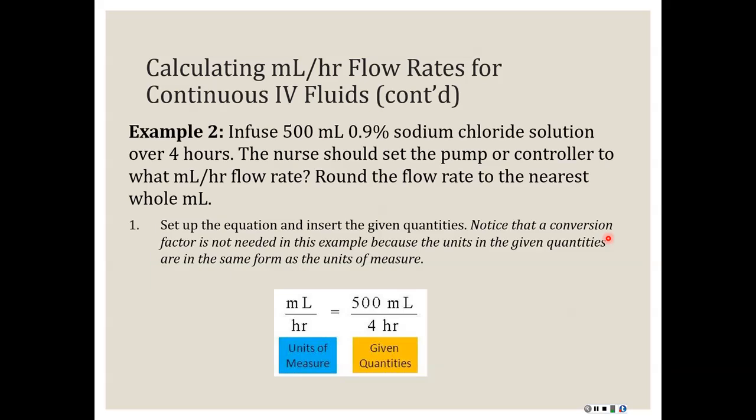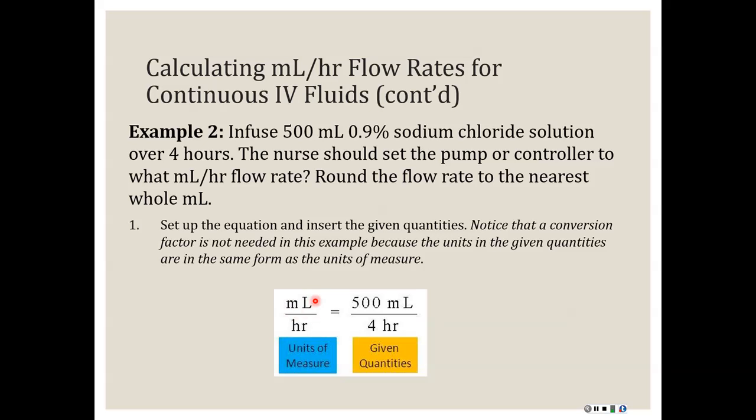Okay, let's look at another problem. So we're going to infuse 500 milliliters of 0.9% normal saline over 4 hours. The nurse should set the pump or controller to how many milliliters per hour flow rate, and we're going to round to the nearest whole milliliter again. So our problem tells us, what are we going to set the milliliters per hour to? We're going to enter milliliters over hour here because that's how it is in the equation.